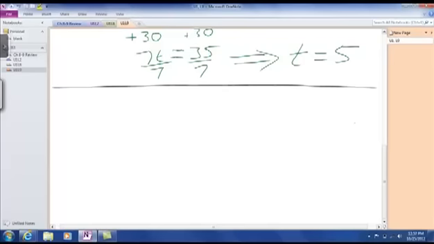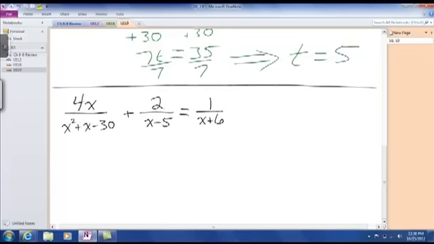Okay, we've got, what do I have? I have 4x over x squared plus x minus 30. Oh, you say, that looks much more complicated. Well, fear not. We're going to break it down. Plus 2 over x minus 5 equals 1 over x plus 6.